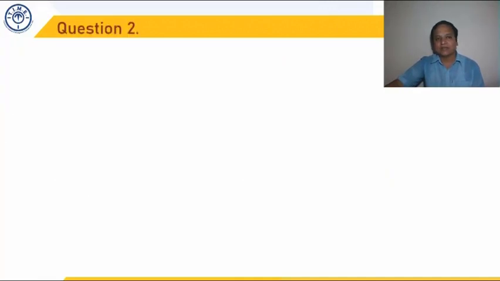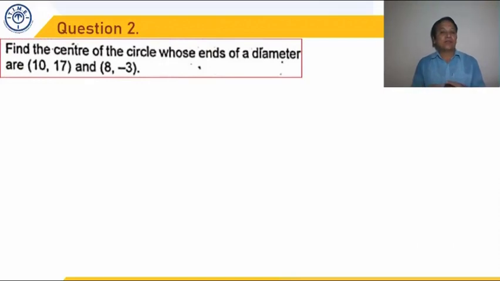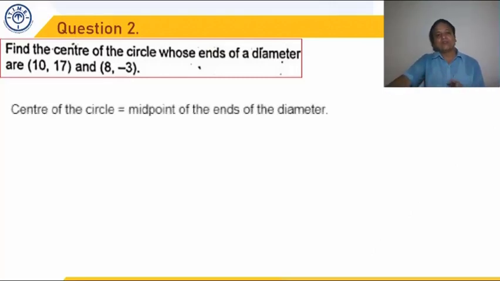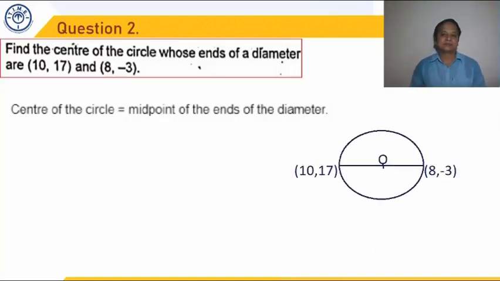Now question number 2 of the handout. It says find the center of the circle. We have to find the center of the circle whose ends of diameter are given as 10, 17 and 8, -3. So the center of the circle is the midpoint of the ends of the diameter. The diameter coordinates are given as 10, 17 and 8, -3. Its midpoint gives the coordinates of the center.